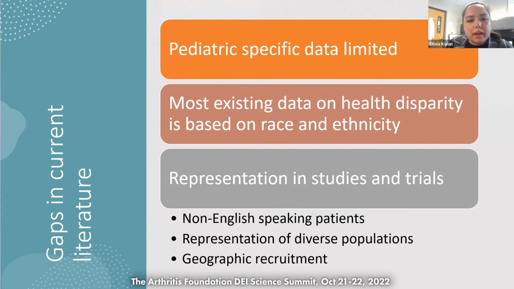So what are some of the gaps in the current literature? I think pediatric specific data is limited, and most of our existing data on health disparity is based on race and ethnicity as opposed to the true drivers of these differences. Lastly, there is a gap that exists in the representation of diverse populations in our studies and trials.